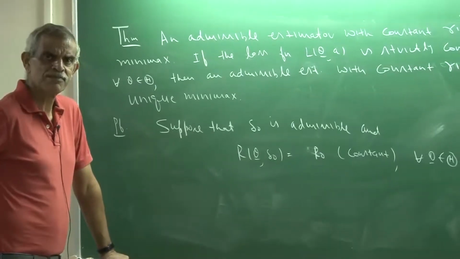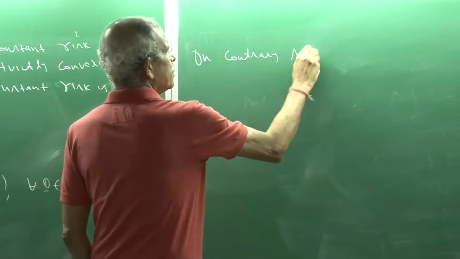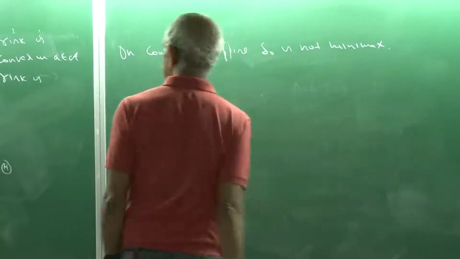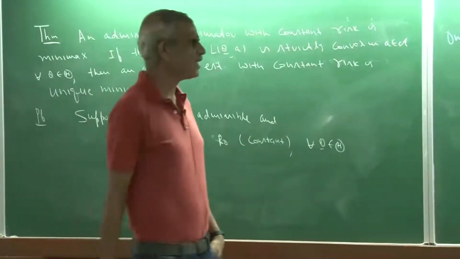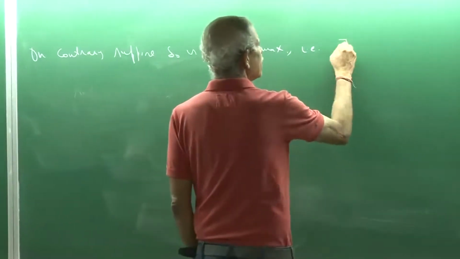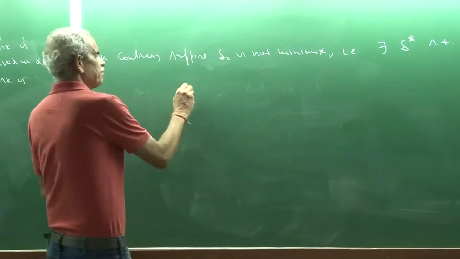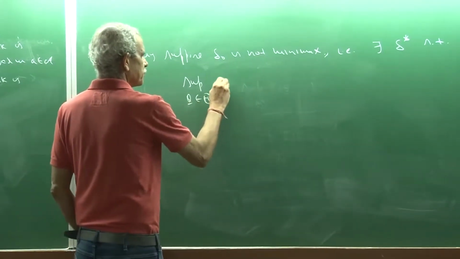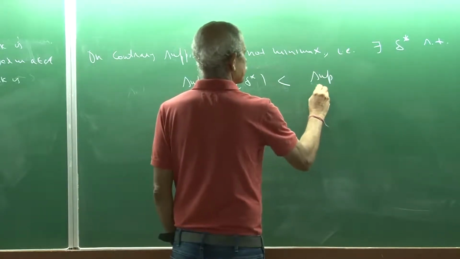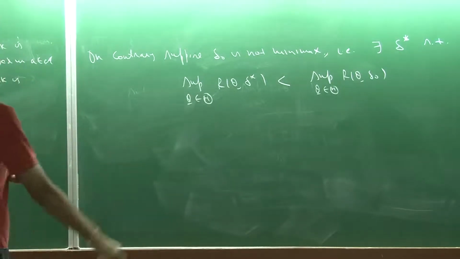so one way is I show that it is not minimax. So on the contrary, suppose delta naught is not minimax, then I should show that I get something funny. I'll show that if delta naught is not minimax, then it cannot be admissible also. So what does that mean? If it is not minimax, what does that mean? There exists a delta star such that supremum risk of delta star is smaller than the supremum risk of delta naught. But R theta delta naught has a constant risk, so its supremum risk is same as R naught.